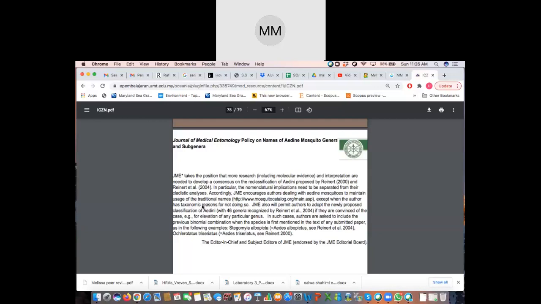So perhaps when you're dealing with other taxonomies, they can actually use the new genus, but when dealing with the public aspect, to not create confusion, it is best to use the traditional name. JME also permits authors to adopt the newly proposed classification. Again, they're encouraging it if authors are convinced of the case for elevation of the particular genus. Authors are asked to include the previous binomial combinations as well.